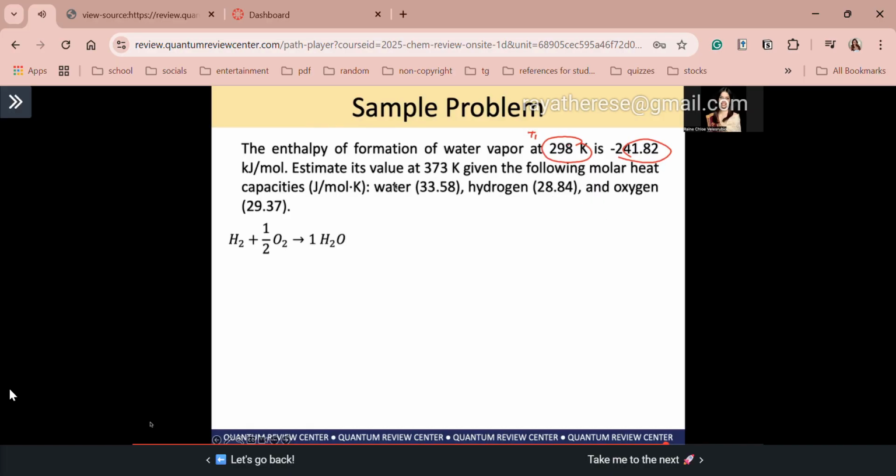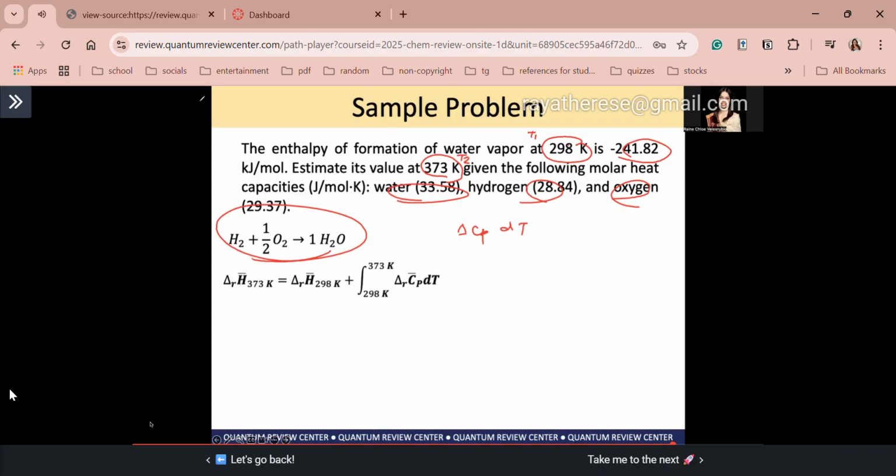However, we have to estimate the value of the enthalpy of formation of water vapor if the temperature is now 373 Kelvin. So this is your T2. Tapos gagamitin yung mga Cp values ng water, hydrogen, and oxygen in order to get delta Cp. Okay? So first, this is the reaction, guys. H2 plus 1/2 O2 forms water. So yung basic reaction of H2 and O2 to form water vapor. Okay? And then, all we have to do is get the heat of reaction at 373 Kelvin. So how do we get that? Heat of reaction at 298 K plus the integral of delta Cp dT from 298 K to 373 K.